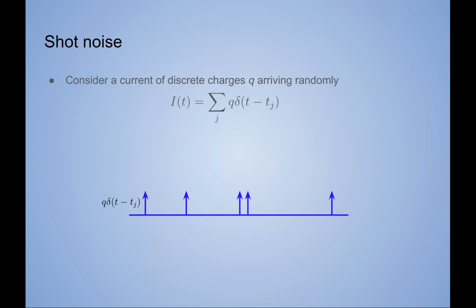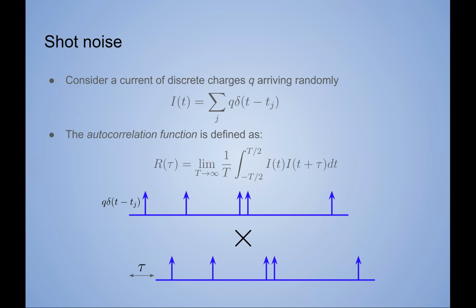Okay, so just a quick review of what shot noise is. Essentially, you could envision it as a current that's made up of delta functions. So you have charges going through a wire with some fixed mean current, but at random times tj, they arrive with a delta function spike in the current.